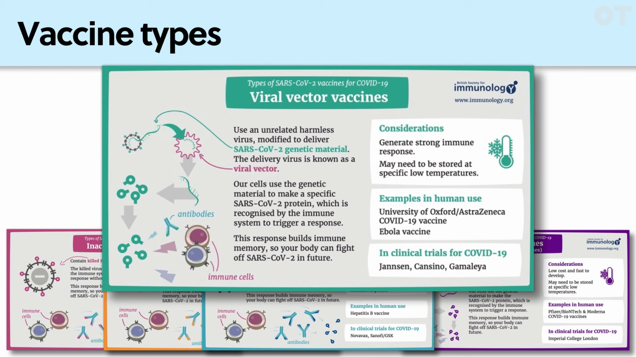They may need to be stored at low temperatures in certain cases. And examples of that at the moment are the University of Oxford, the AstraZeneca COVID-19 vaccine. They use this sort of viral vector technology.